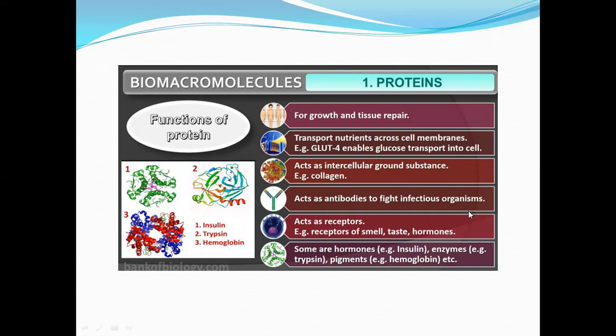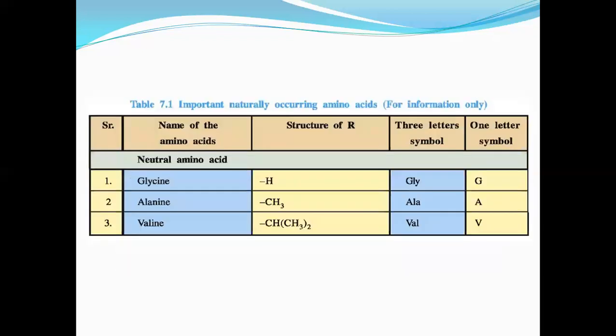It also acts as a receptor, for example receptors of smell, taste, and hormones. Some are hormones, for example insulin; enzymes, for example trypsin; pigments, for example hemoglobin. So these are all examples of how proteins can be used in different ways in our body. Here the amino acid is an important building block of a protein. Amino acids include glycine, alanine, and valine.